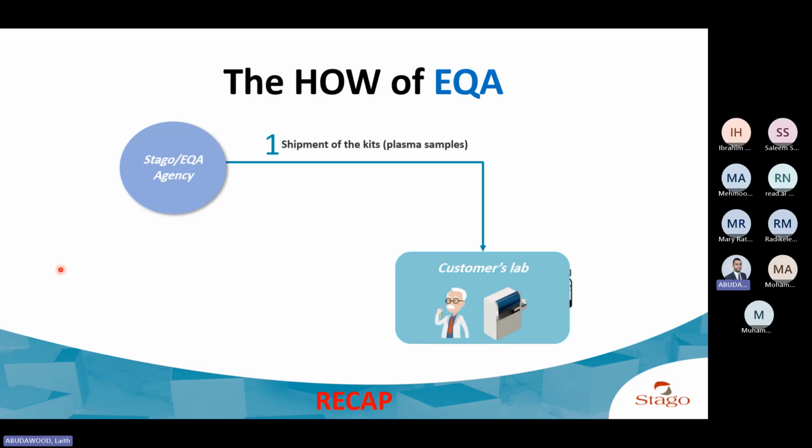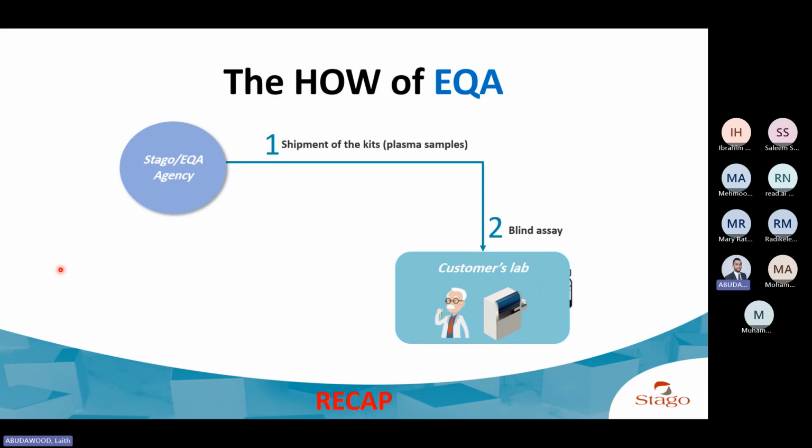Anyways, so the EQA provider will send you a sample. You have no idea what the results are supposed to be for this sample. So you receive these samples, then you run them in what is called a blind assay. Blind assay means I run this sample, this plasma, or this vial as a patient sample, but I have no idea what the results are supposed to be.